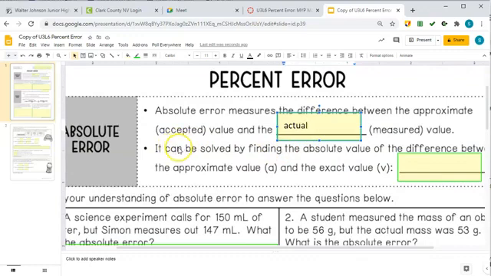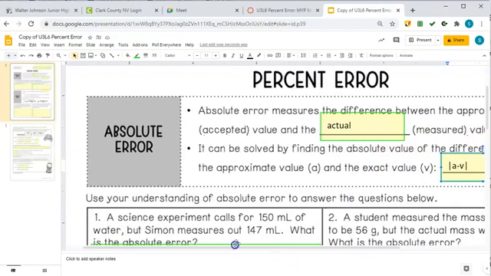It can be solved by finding the absolute value of the difference between the approximate value and the exact value. So let's go ahead and put an absolute value symbol in there. A minus V, absolute value. That vertical line is normally above the enter key.